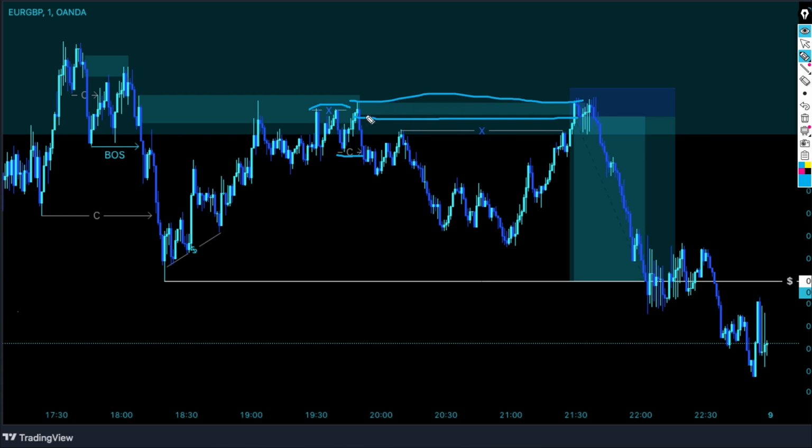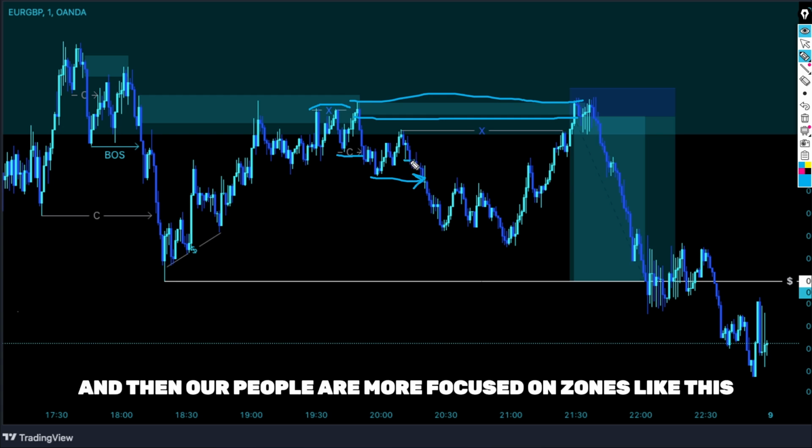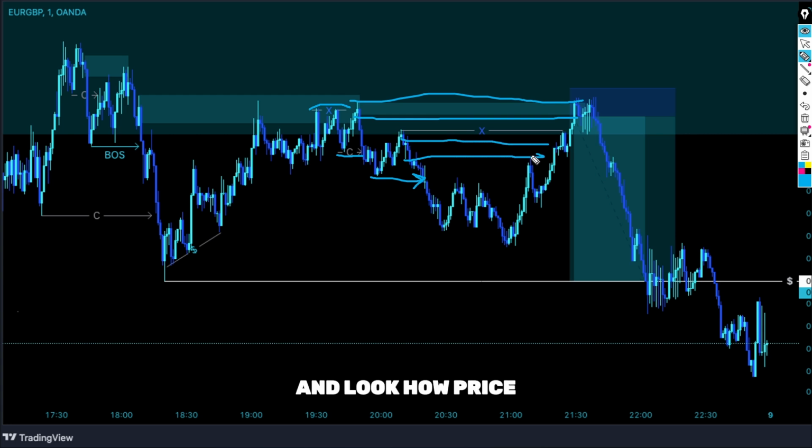But price wants us to forget about this main order block. It wants us to start focusing on other continued market structure. So they'll then break this low, create that breaker structure, all right? And then now people are more focused on zones like this, as you can see, and look how price starts to retrace off of that zone.